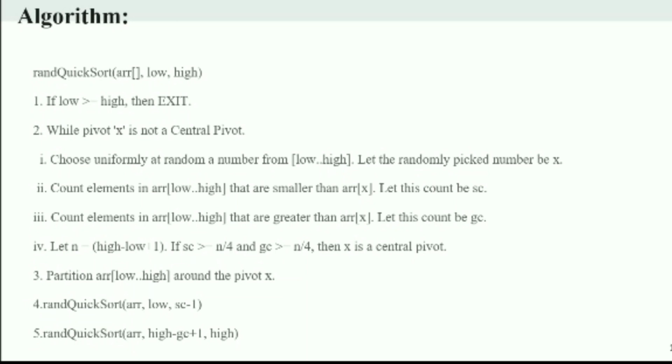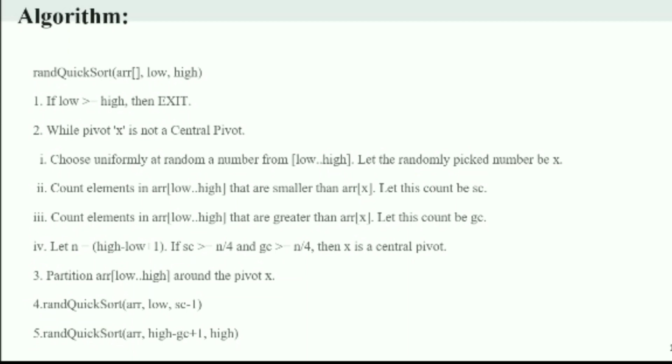Check whether the smaller set SC is greater than or equal to n by 4, and also check whether the greater set GC is greater than or equal to n by 4. If both conditions are true, then x is the central pivot. If not, do the next iteration, choose a random index, and perform the same operation as given.